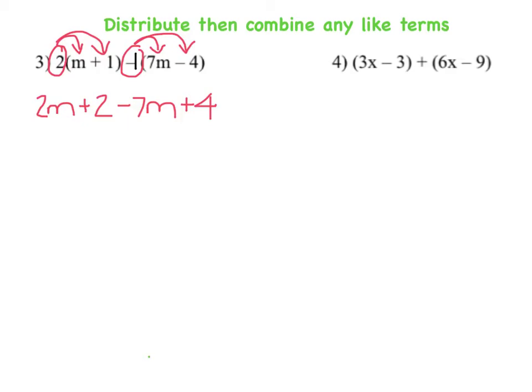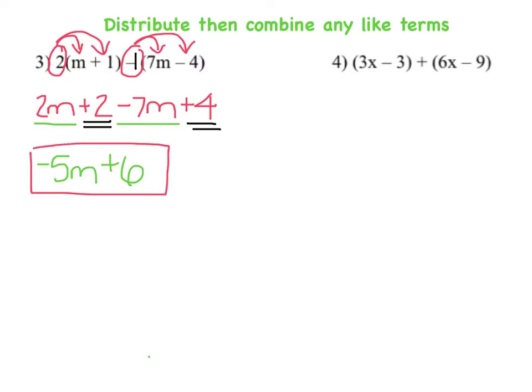Now let's see if we can combine anything. I'm going to put one line underneath the 2m. What looks just like it? The negative 7m. Then I'm going to put 2 lines underneath the 2, which is just a plain number. Is there another plain number? The positive 4. So when we combine, we add, okay? So I'm adding 2m plus negative 7m, which is negative 5m. And then I'm going to add 2 plus positive 4, which is positive 6. I can't go any further in combining, so there's our answer.